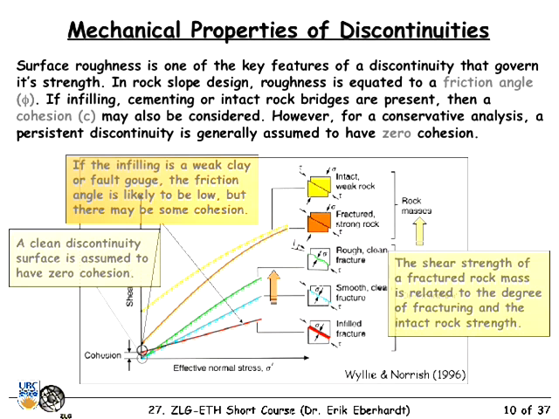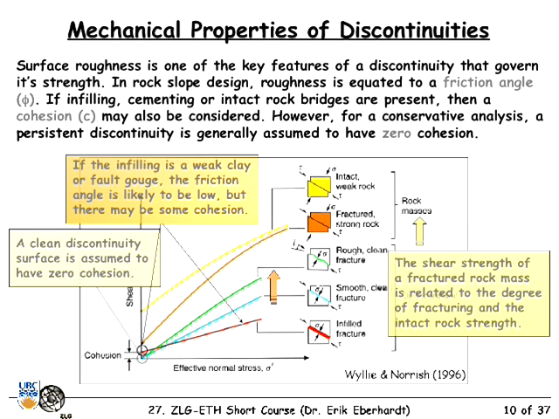So the surface roughness is the key parameter that we're really trying to get out of the rock mass in terms of what we need for input, or at least defining a range of input for strength properties when it comes to our analysis. For most questions of rock slope design, roughness is basically equated to a friction angle. We assume zero cohesion.